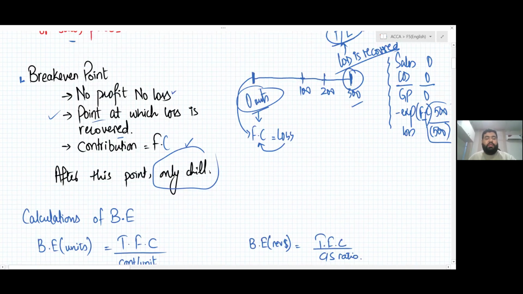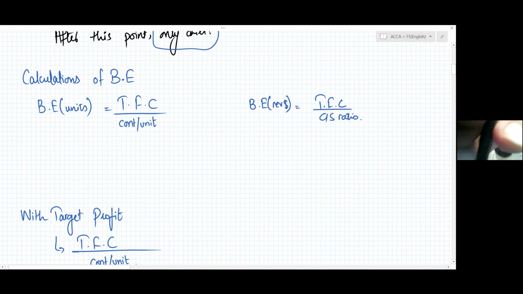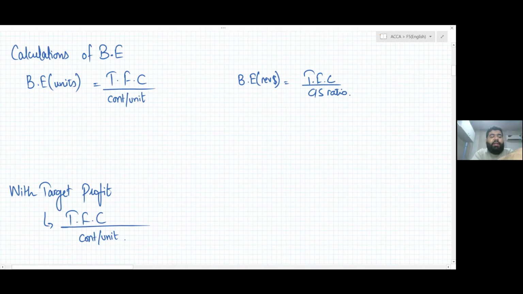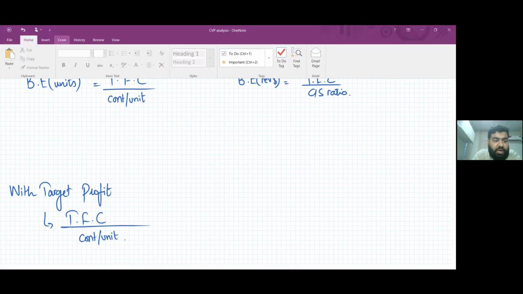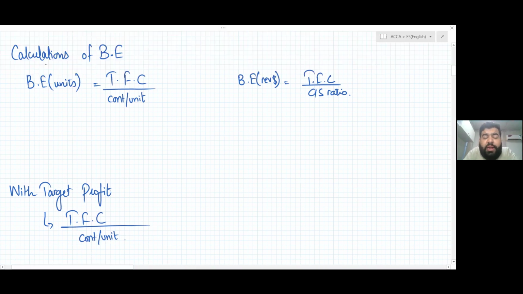Now we are going to find that point through calculation, because every business must know at which point they are reaching the point at which there is no profit, no loss, because after that the business will earn a profit. So, calculation of break even point: I've written here break even point in units. How will we calculate the break even point in units?